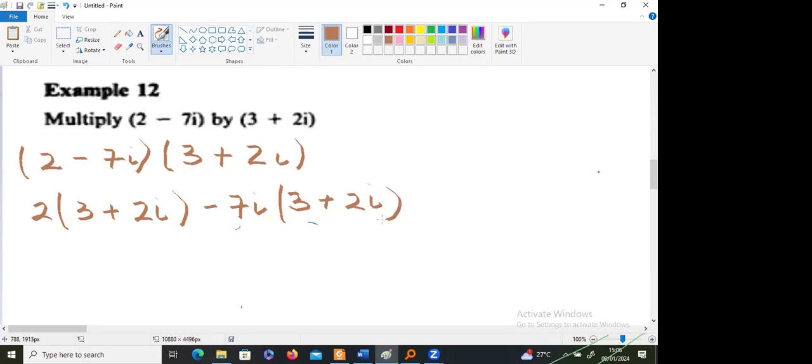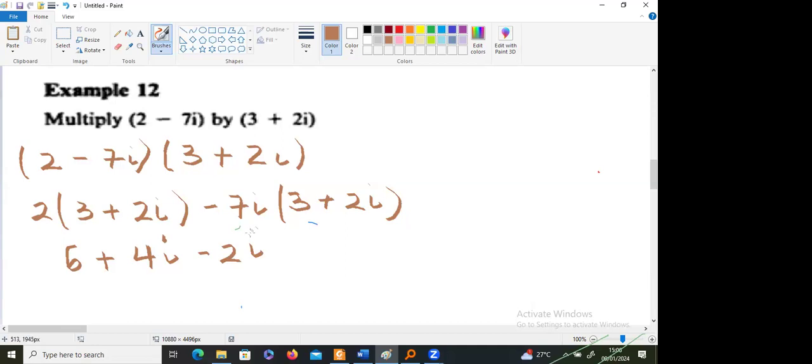So go ahead and multiply. When we open brackets, can someone now guide it? What is 2 times 3? 6. That is a beautiful 6. Plus, what is 2 times 2i? Plus 4i. Very good. Then look at the next in the same way. What is negative 7i times 3? Negative 21i.